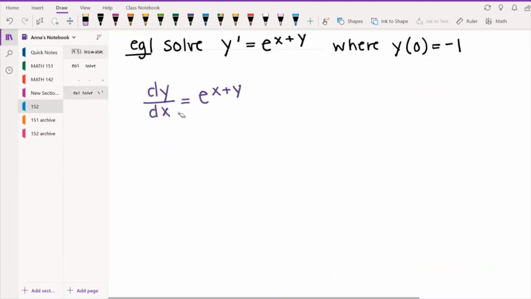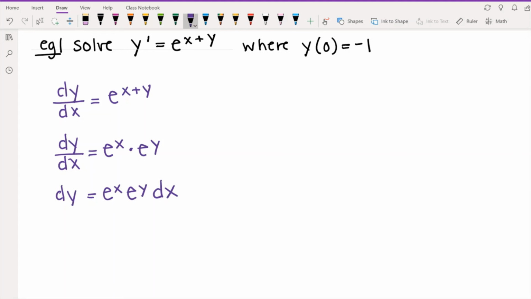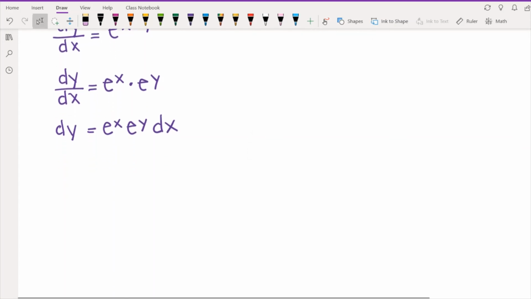Going back, this is something we actually already saw earlier in the video. We can split up this e to the x plus y. We can rewrite this as e to the x times e to the y. And now we can separate, right? Because now we can multiply both sides by dx, and then divide both sides by e to the y. So we have 1 over e to the y dy is equal to e to the x dx.